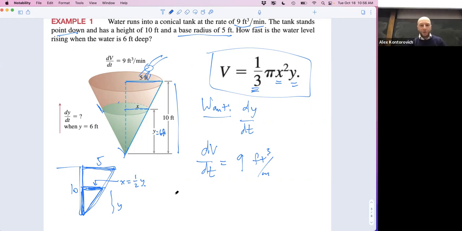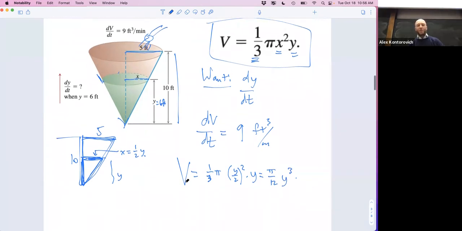Now it gets easy, because what we have is the volume is 1/3 pi. That's just the formula for the volume with a given radius. The radius is y over 2 squared. So let's write that: y over 2 squared times y. And now we have a relationship just between the volume and y. Let's simplify this just a little bit. What do I get here? 1/2 squared is 1/4 times 1/3 is, I guess, pi over 12, a constant. And then I get y squared times another y is y cubed. So now we've expressed the volume in terms of a constant times y cubed.